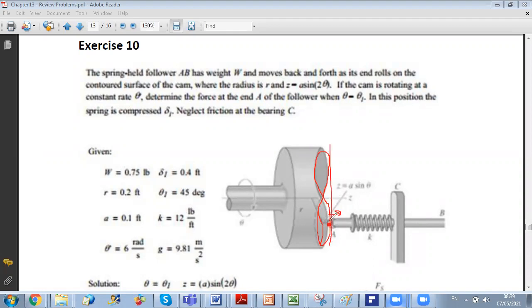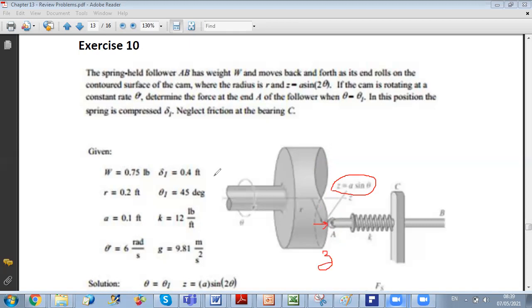If it was just a simple cylinder, even if you rotate the cylinder, point A will remain at its place. But since you have here a certain profile, then this distance is varying as you have rotation. So the spring will go back and forth, okay? Now, they helped us here. They gave us the equation of the profile. So this distance here, they call it Z. The distance Z depends on the angle of rotation.